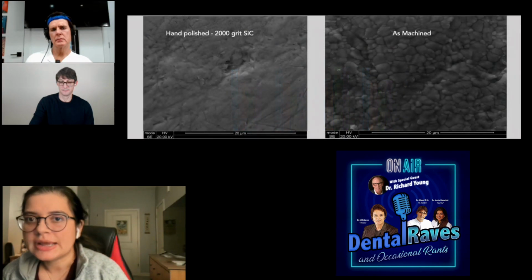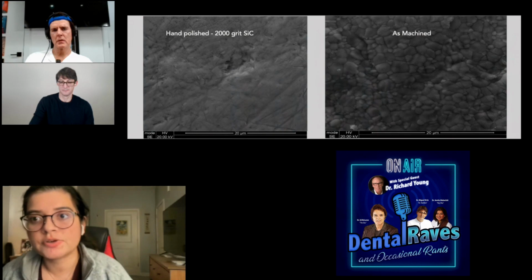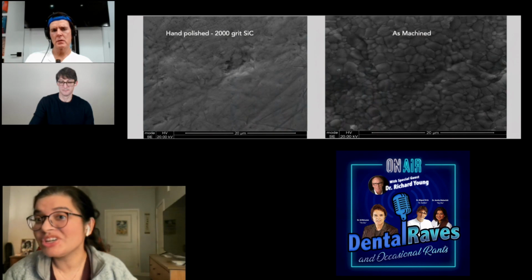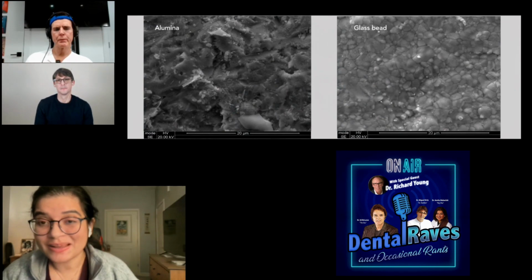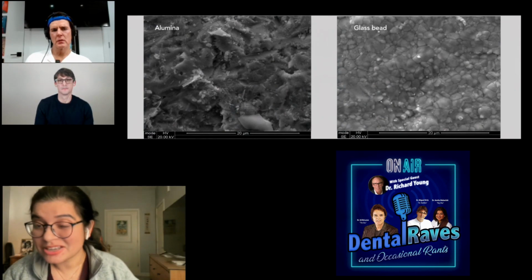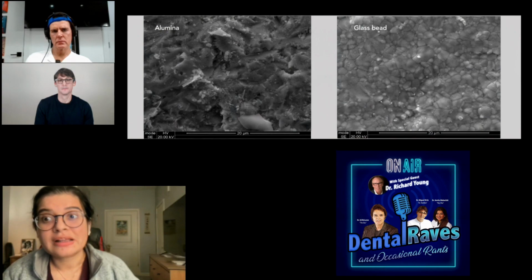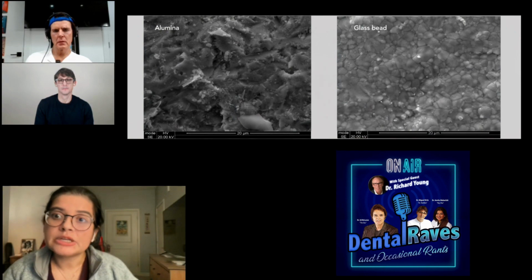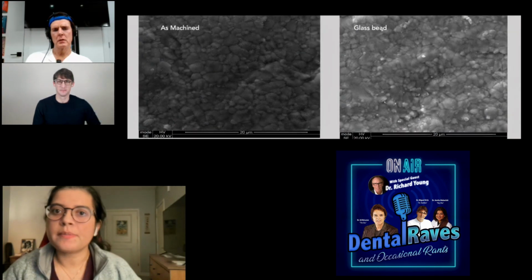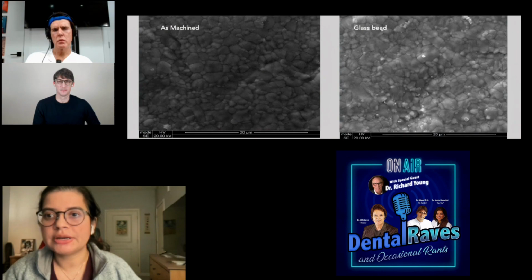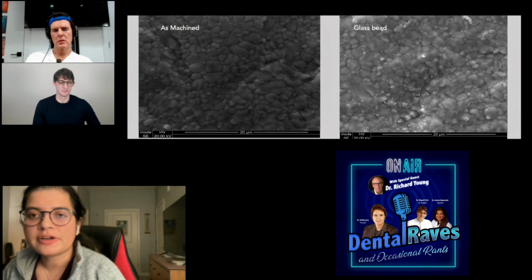The left side image is the hand-polished 2000 grit image of a 5Y zirconia surface. The image on the right is an as-machined 5Y zirconia surface. This is a very interesting image where alumina sandblasting actually destroys the surface texture of a 5Y material. And the glass beads do not do that and look very similar to an as-machined surface of a 5Y material. Again, a close comparison of as-machined and a glass bead surface of a 5Y material.